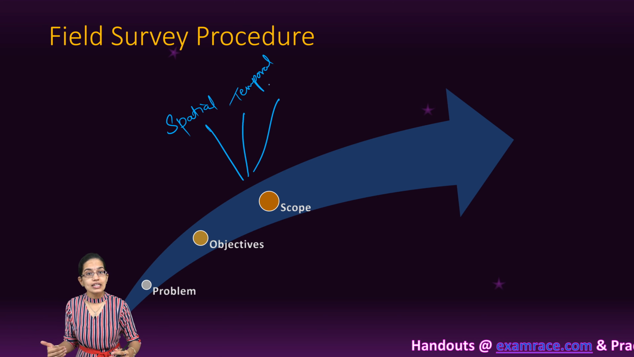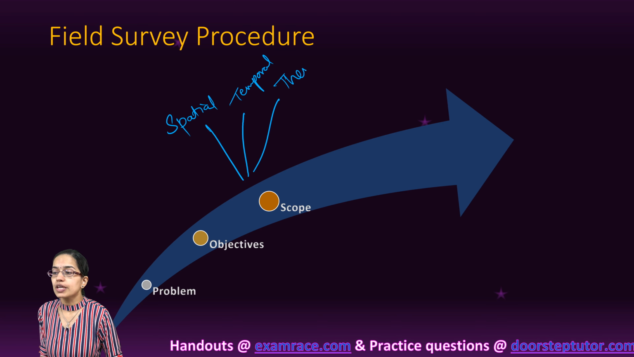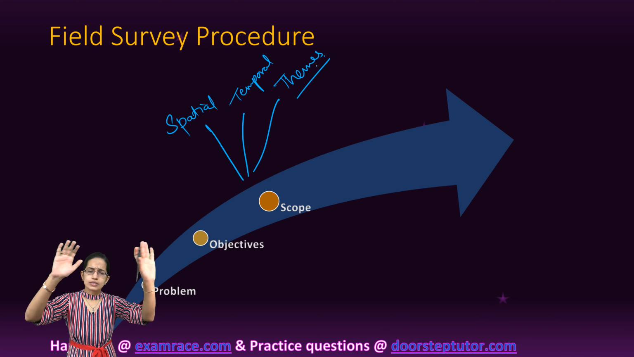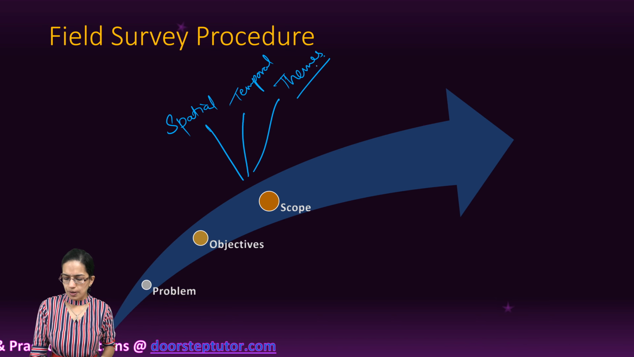And the third is the themes that are there. So these themes are very important. What all aspects do you need to cover? What all conditions you are trying to cover would be part of the scope.